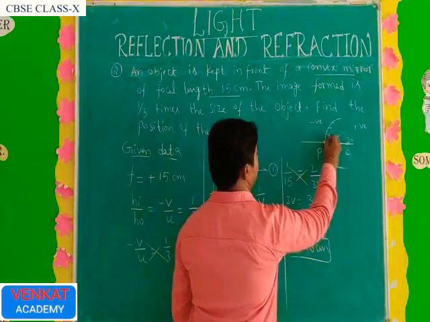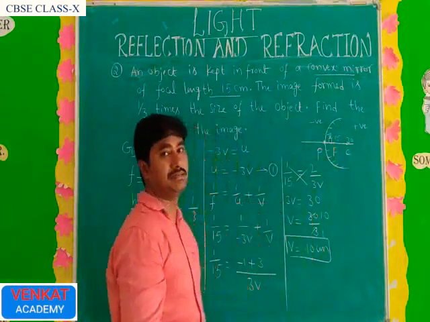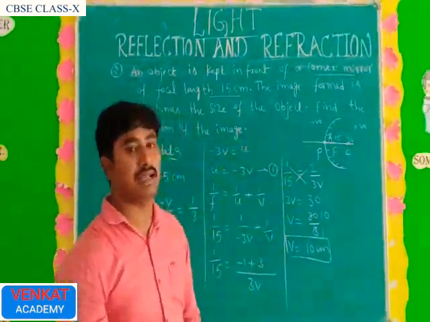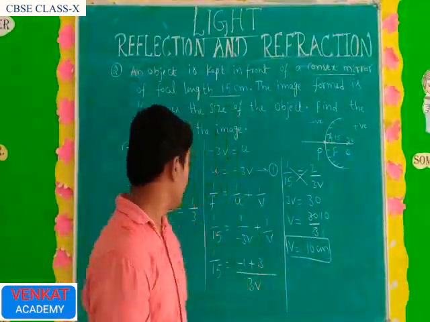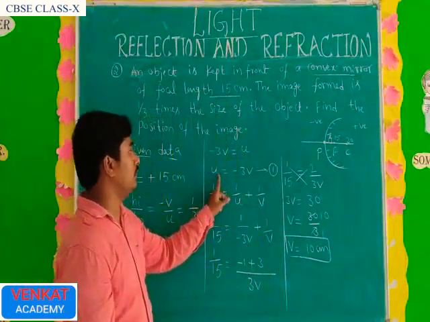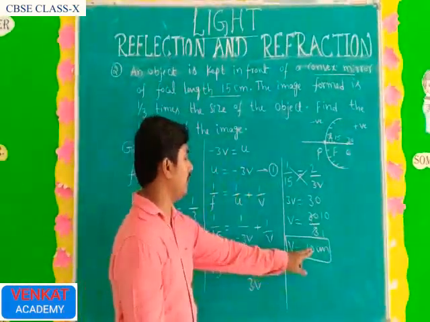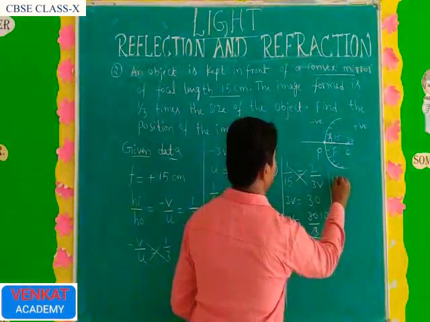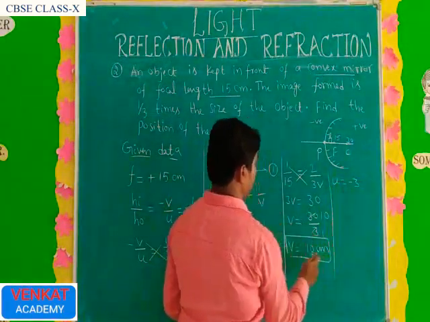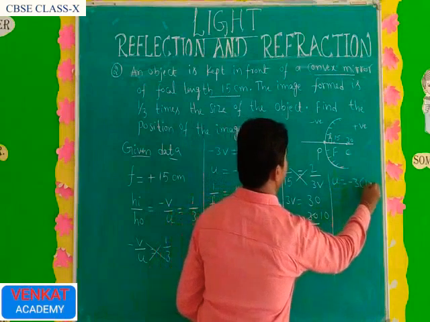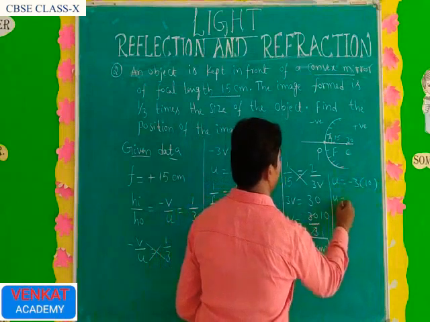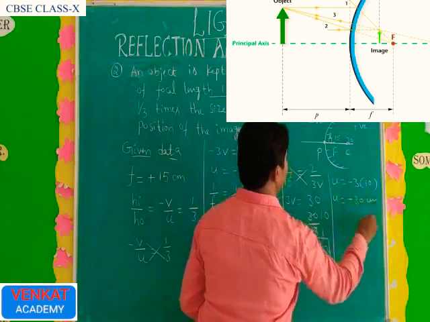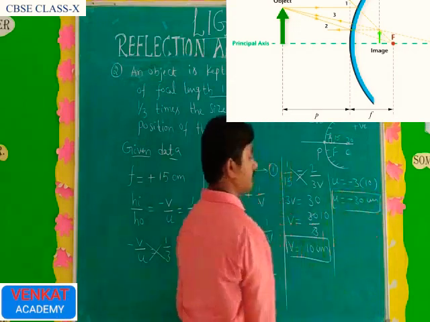What about the object distance? You know the v value. If the question asks for the object distance, you know equation 1. What is equation 1? U is equal to minus 3v. Substitute this v here, so u is equal to minus 3 into 10, which is minus 30 centimeter. This is the object distance.